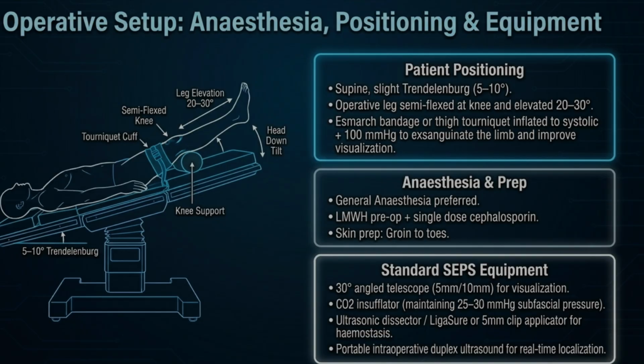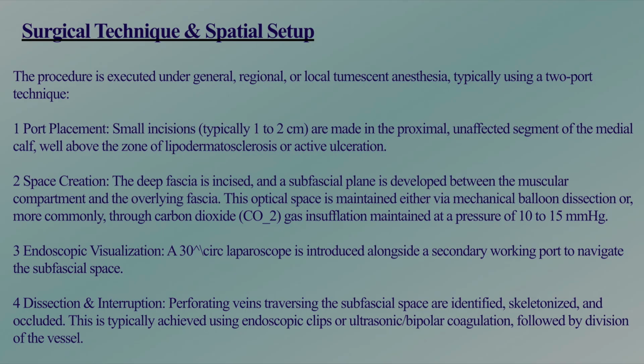The standard SEPS equipment: a 30 degree angle telescope, 5 mm or 10 mm size, is needed for visualization. A carbon dioxide insufflator maintaining 25 to 30 mm of mercury subfascial pressure is required. An ultrasonic dissector or LigaSure or a 5 mm clip applicator for hemostasis is required. Portable intraoperative duplex ultrasound for real-time localization is needed.